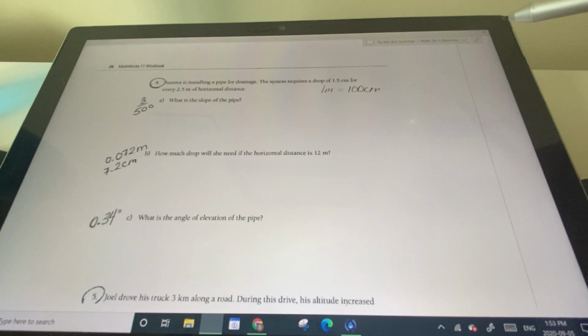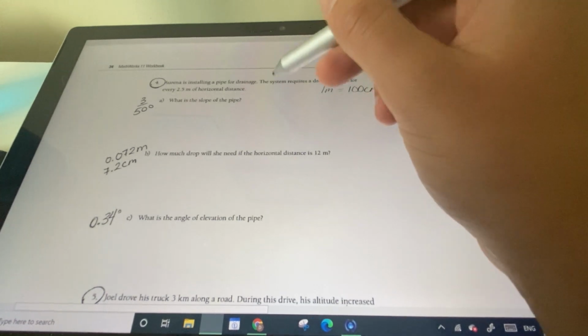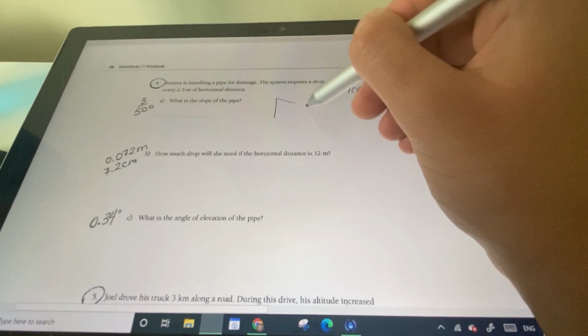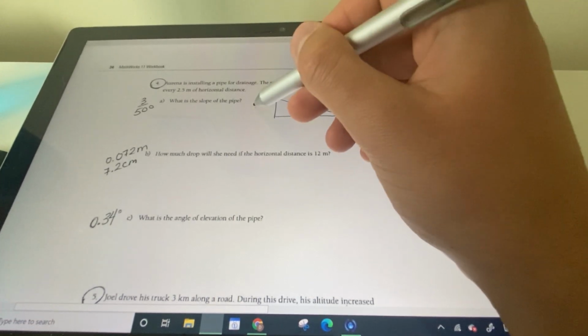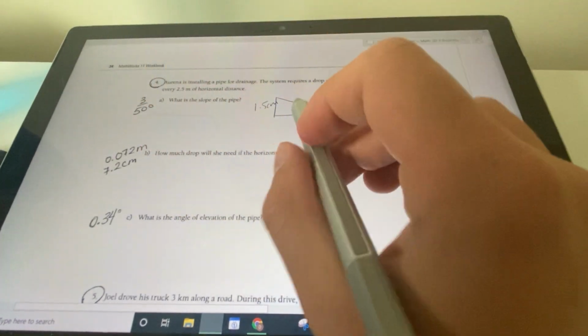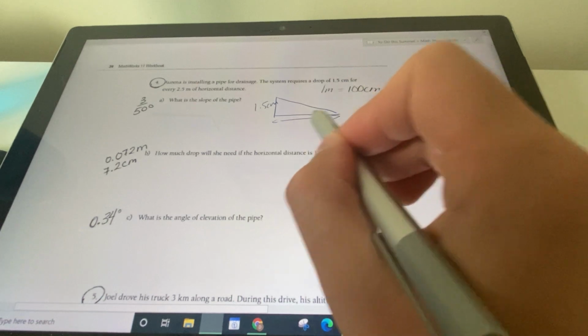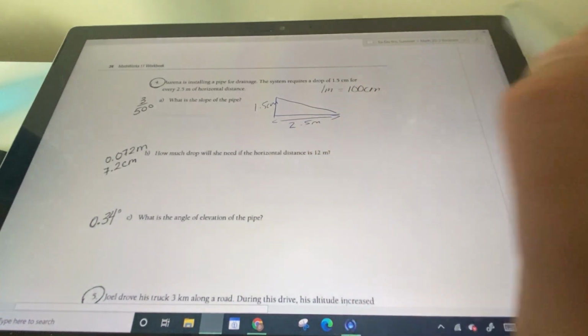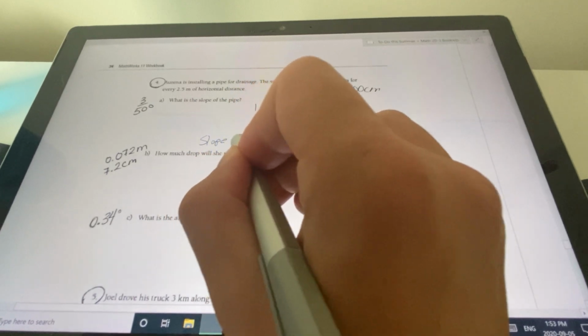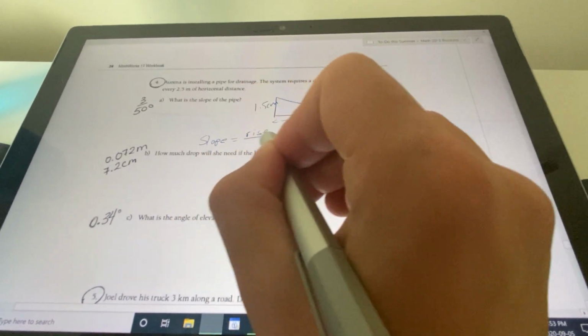Ariana is installing a pipe for drainage. The system requires a drop of 1.5 centimeters for every 2.5 meters. So we have a system where every time we drop, which is technically our rise, every time we go down 1.5 centimeters, we need to go over 2.5 meters. So we're trying to figure out the slope of this thing. Slope equals rise over run.